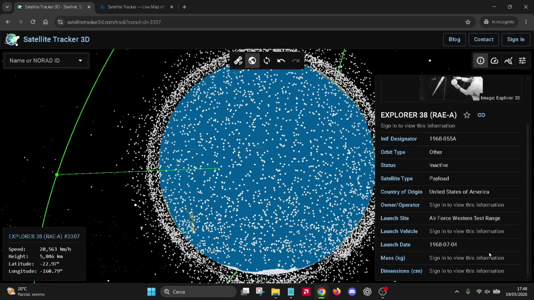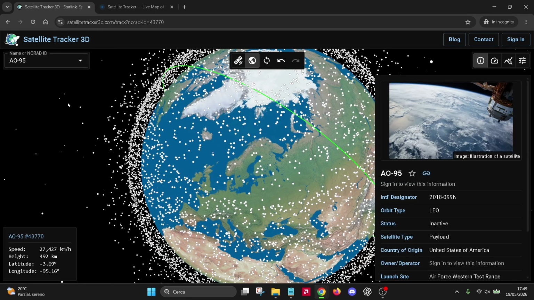Another useful concept is the distinction between active satellites and inactive objects. Not everything shown in tracking databases is operational. Some objects are no longer functioning but remain in orbit for years or even decades. Analysts often study both categories to better understand the long-term sustainability of space operations.